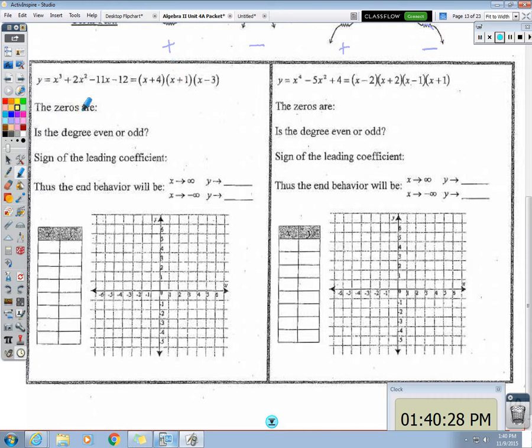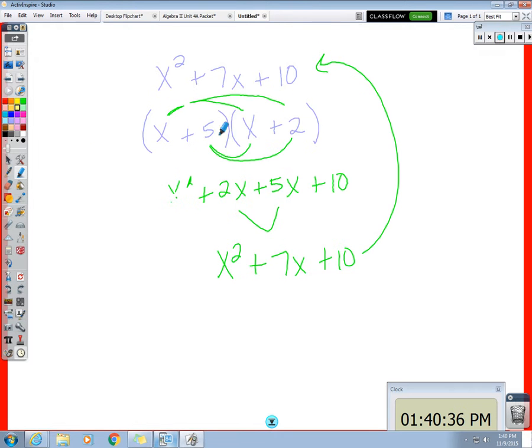Okay, but before we do that, we're going to talk about how to find the zeros. So we're going to first practice by finding the zeros of this one that I made up. So let me erase all this.